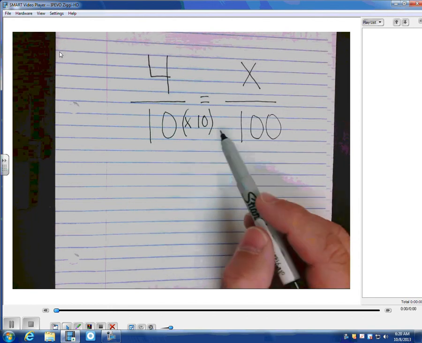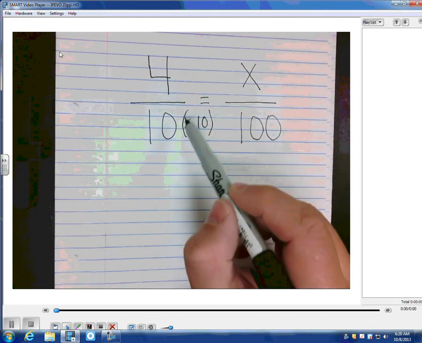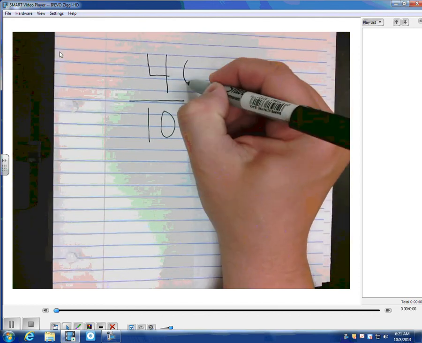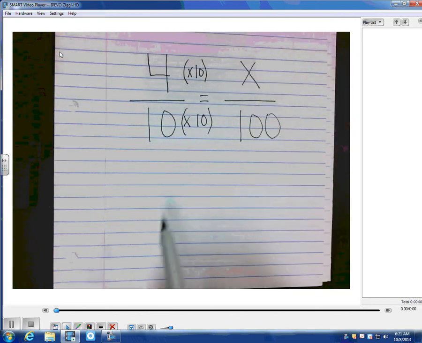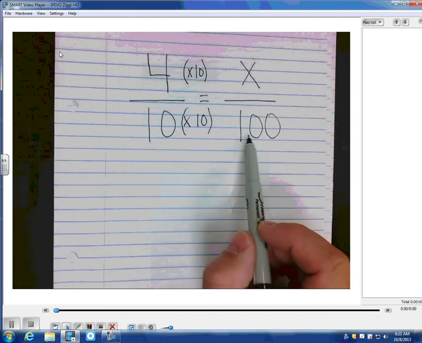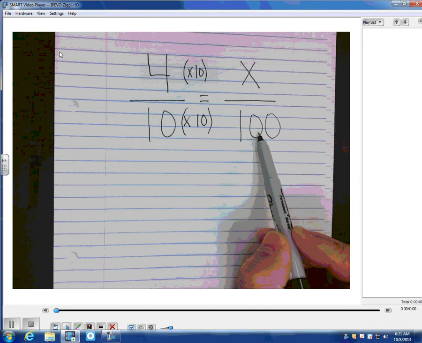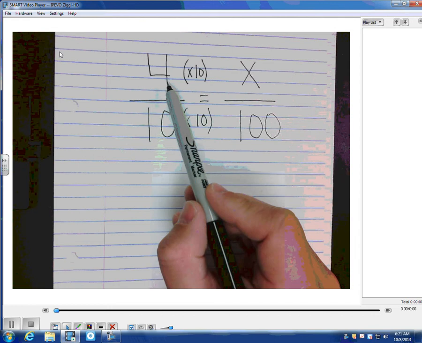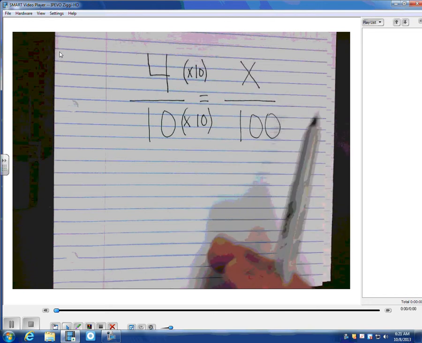So the rule is whatever I do to the denominators, I have to do to the numerator. So since I multiplied this by 10 to get 100, I have to multiply this by 10, and that will give me x. And that's the work that you will have to do on your own. So again, the rule is whatever you have that is the same, figure out what you can multiply the number by to get to the denominator. In this case, I know 10 times 10 is 100. So up here in the numerator, I'm going to multiply my numerator 4 times 10, and that will give me this numerator here. Okay?